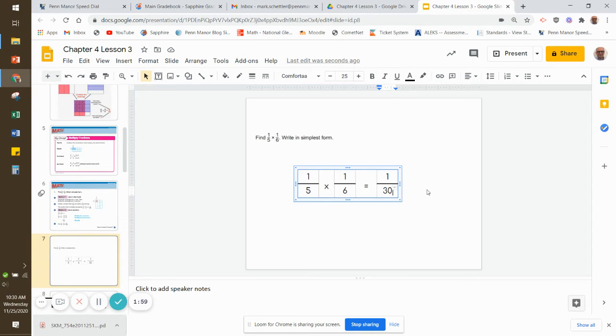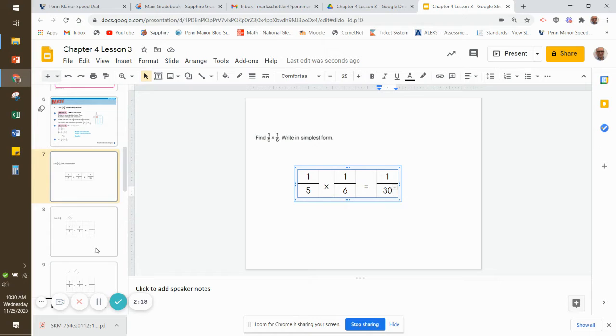In case you forgot how to do that, go back and take a look at your fractions notes. We did that a long time ago. But I know, first of all, 1 is as low as it can get. So that's a great indicator that this fraction, this 1/30th, is in its lowest possible form. Okay, so that's the easiest possible way to look at multiplication of fractions.